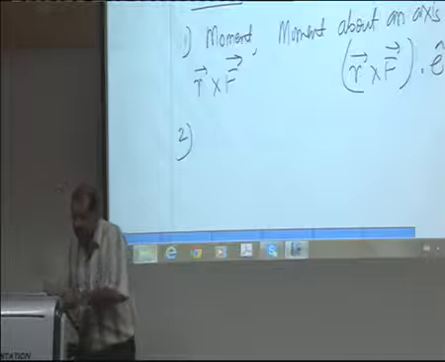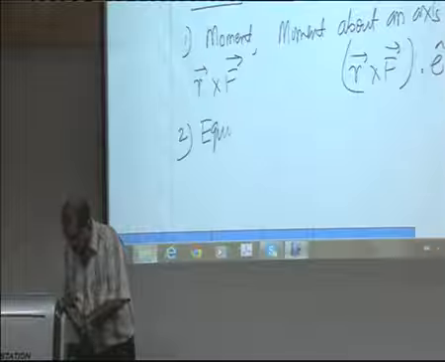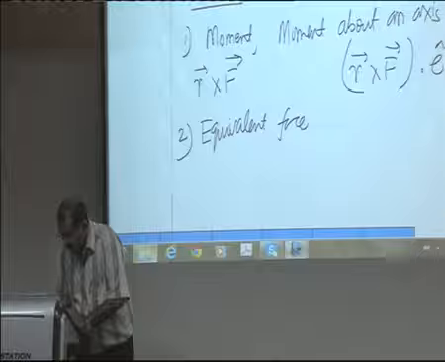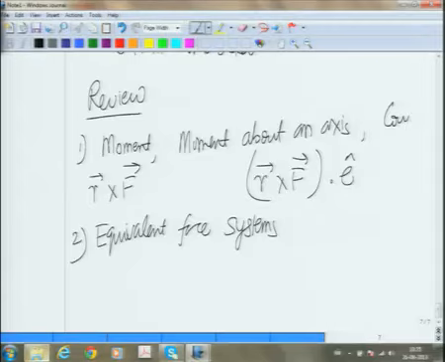After that, we talked about equivalent force systems. In fact, we also did the concept of a couple. Along with moment, we then did couple. If there are two forces which are parallel and opposite, then they form a couple, and their moment is the same about any point in space.